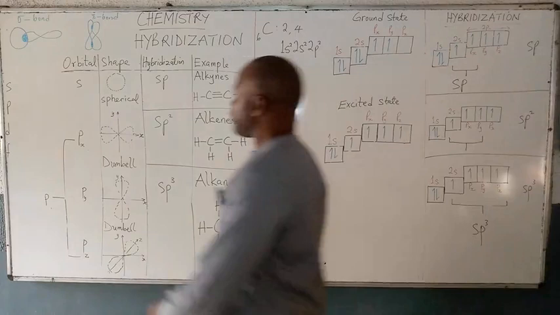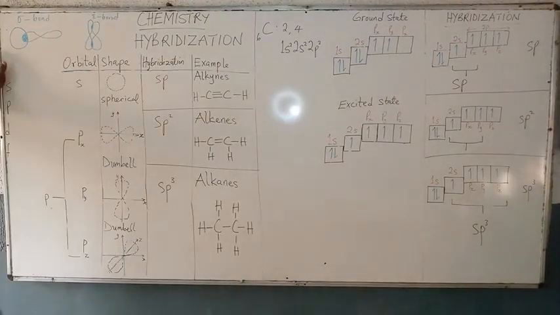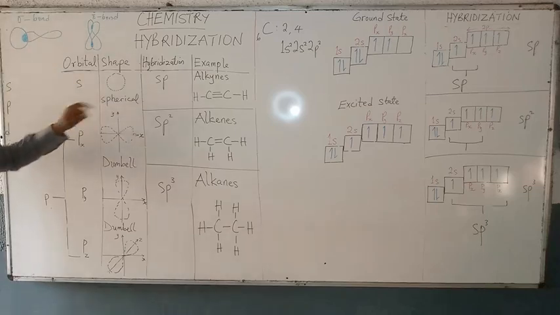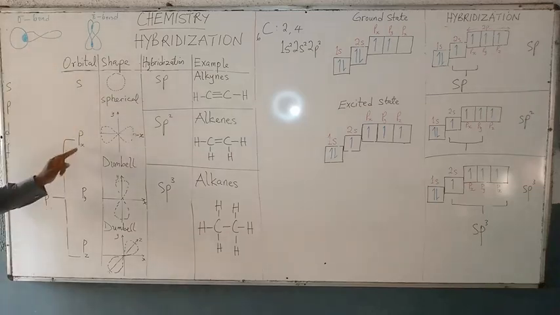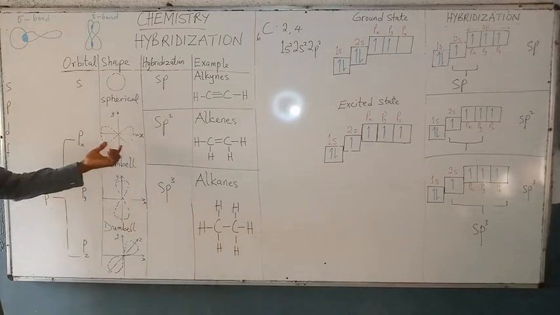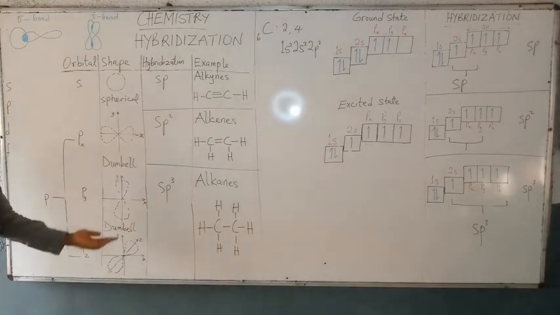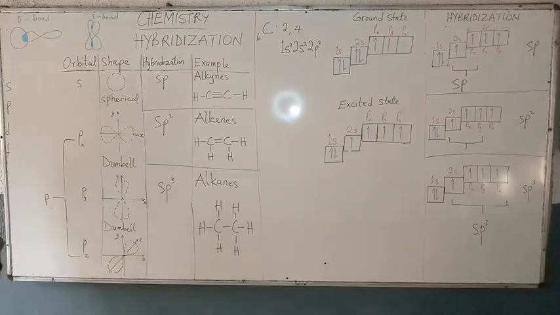What next happens? What is the shape of s orbital? It is spherical in shape. P orbital is dumbbell in shape, as is illustrated here. Dumbbell in shape. Now that we have excited an atom and then we have carried out hybridization, the atom is going to take part in bonding. What is going to happen? How is the bonding going to take place?